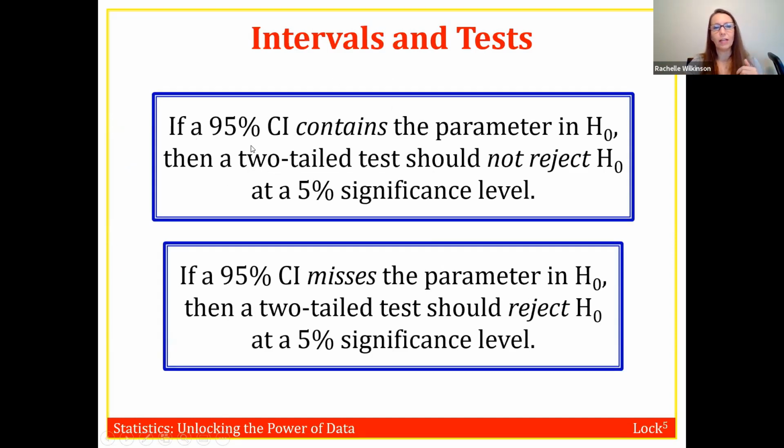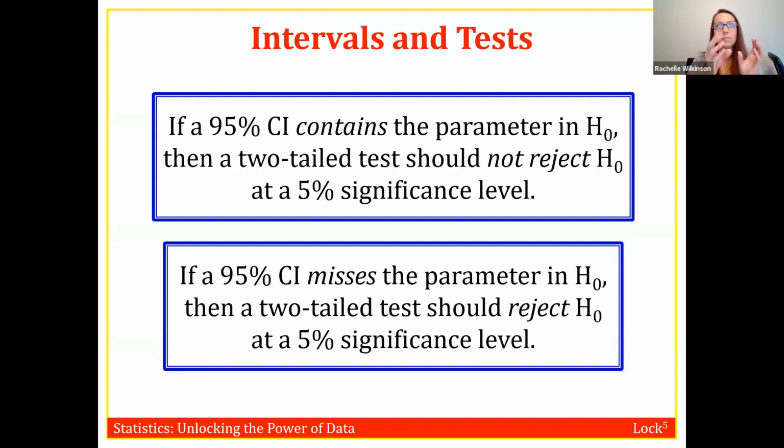And so this says if a 95% confidence interval contains the parameter given in the null hypothesis, then in a two-tailed test, we would not reject the null hypothesis at the 5% significance level. And if a 95% confidence interval misses the parameter, then a two-tailed test would reject the null hypothesis at the 5% significance level. So let's talk about the relationship between confidence level and significance level when we're using a confidence interval to do a hypothesis test.